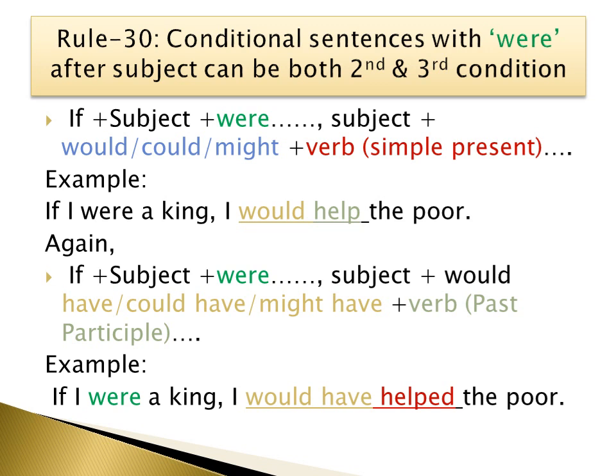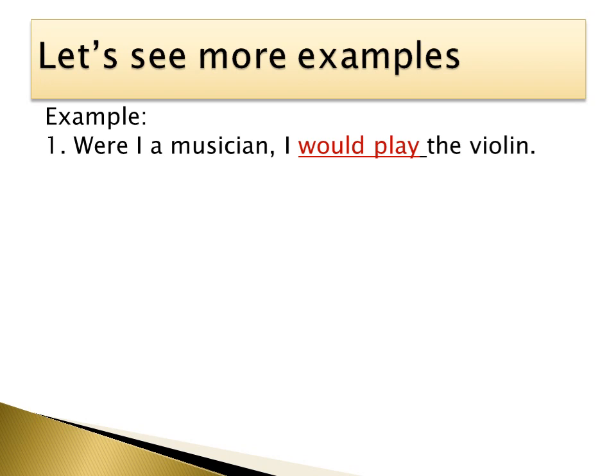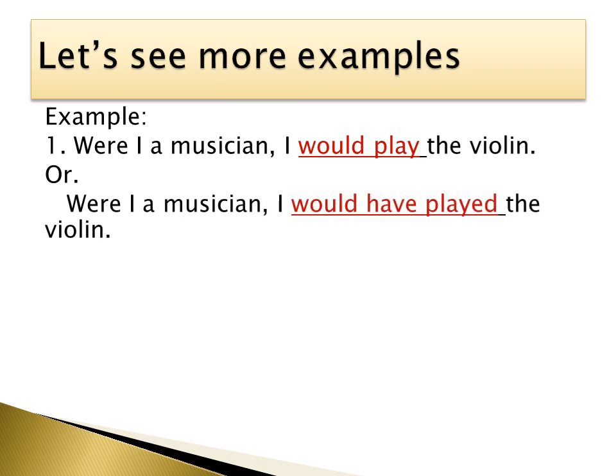See the same sentence. If I were a king can be written in a second conditional sentence: if I were a king, I would help the poor. And it can also be written in a third conditional sentence: if I were a king, I would have helped the poor. Both are correct answers. Let's see more examples. Were I a musician, I would play the violin. Or you can say, were I a musician, I would have played the violin.